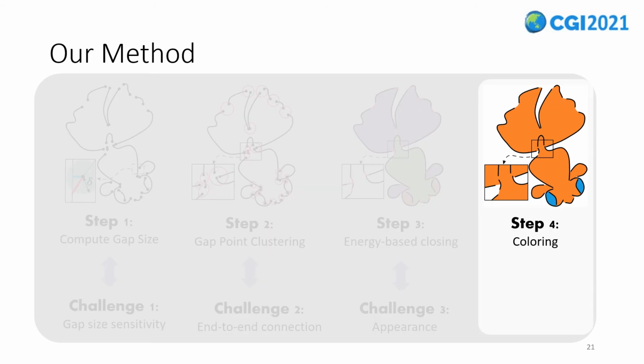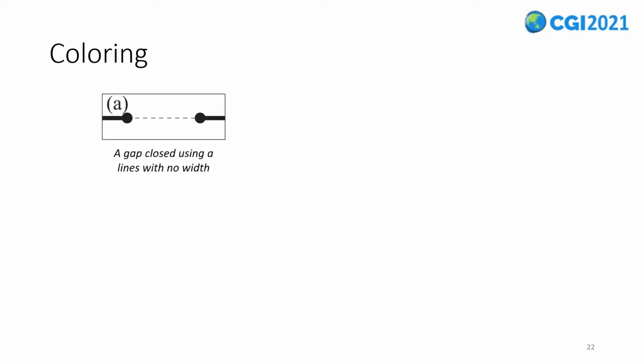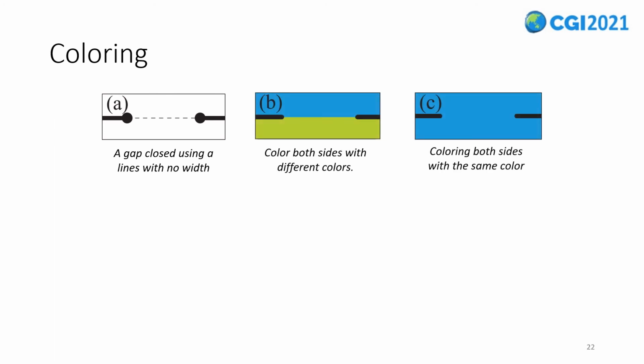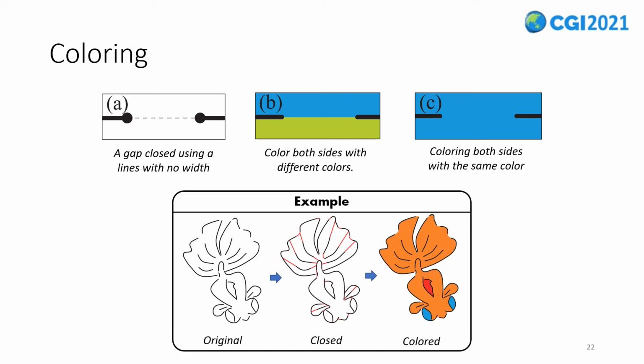Now is the fourth step, coloring. In our method, gaps are closed by curves with no stroke width, like this. If both sides are painted with the same color, the gap is visually reopened like this. Therefore, although we close some unintended gaps, such as this, they can be resolved when coloring, shown here.